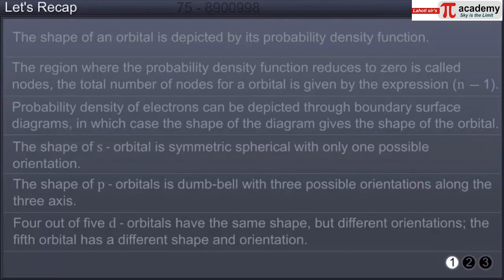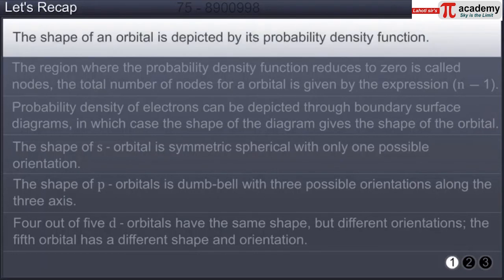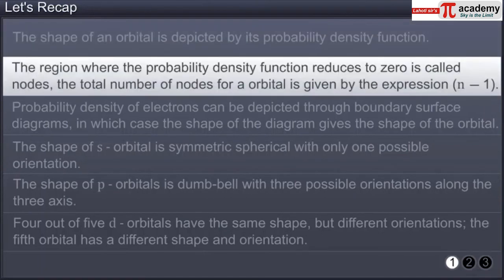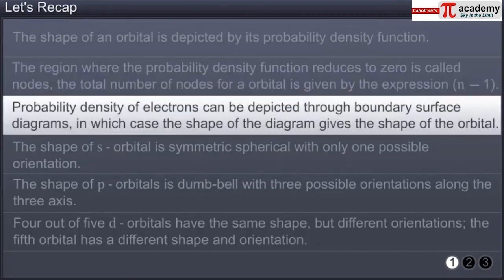You have now reached the end of this module. In this module, you have learnt that the shape of an orbital is depicted by its probability density function. The region where the probability density function reduces to zero is called nodes. The total number of nodes for an orbital can be given by the generic expression n-1. Probability density of electrons can be depicted through boundary surface diagrams, in which case the shape of the diagram gives the shape of the orbital.